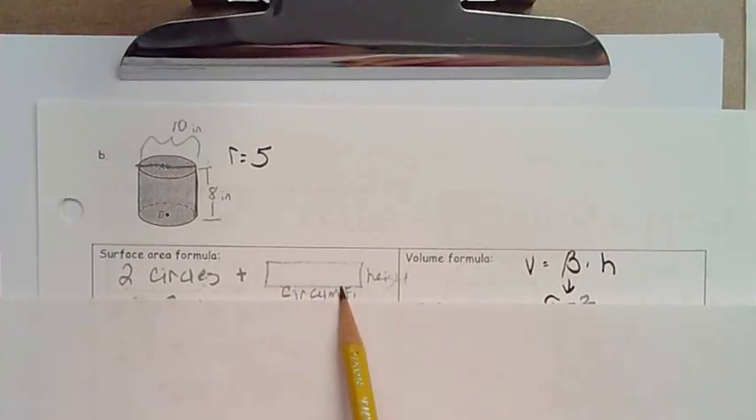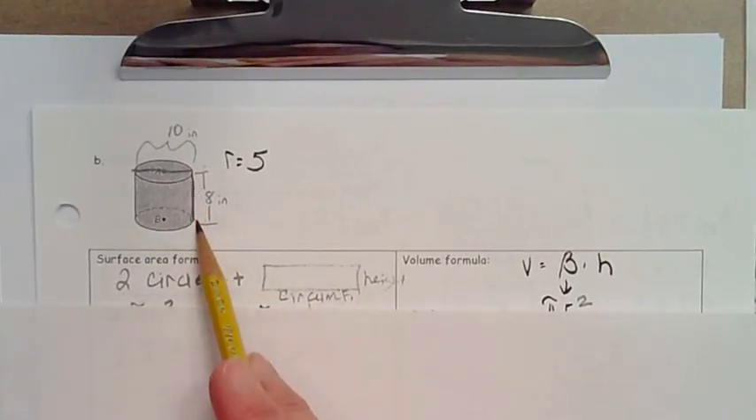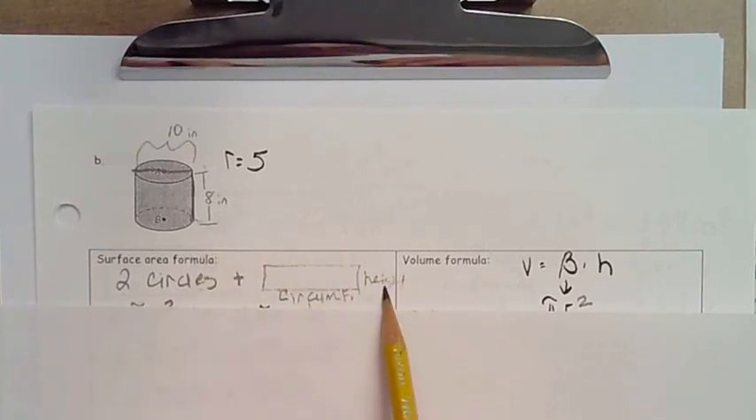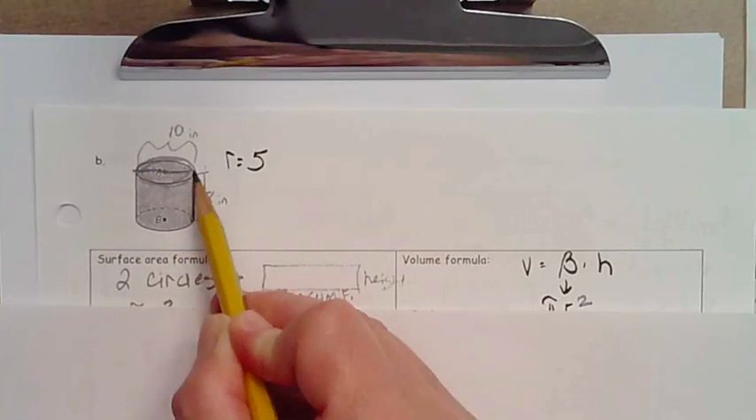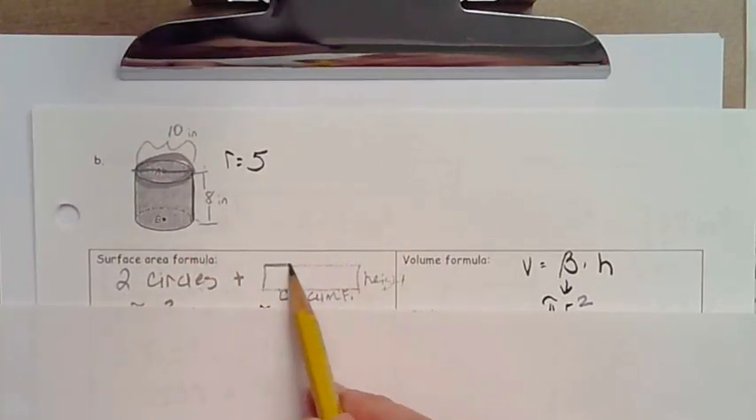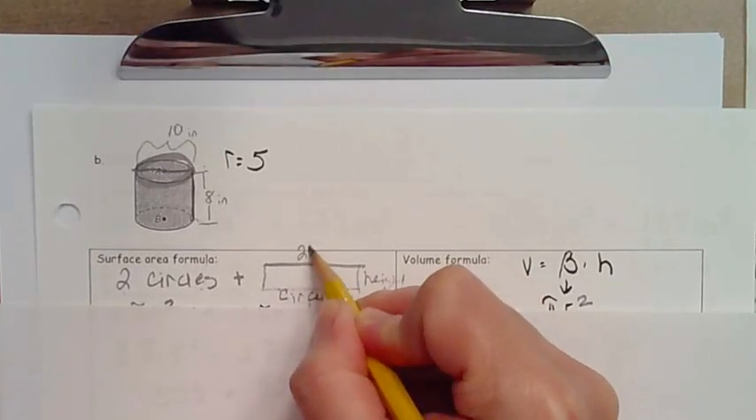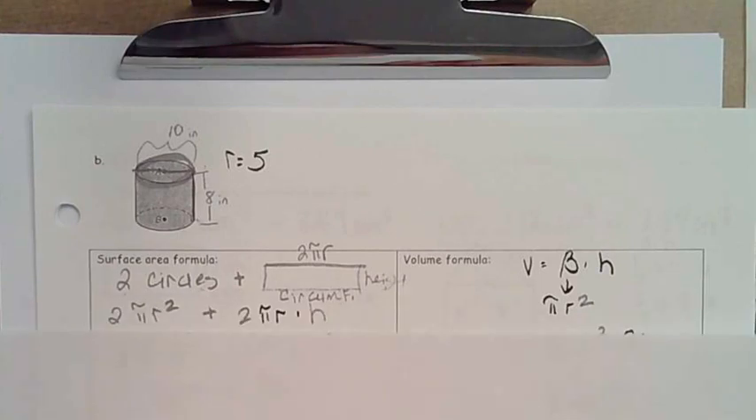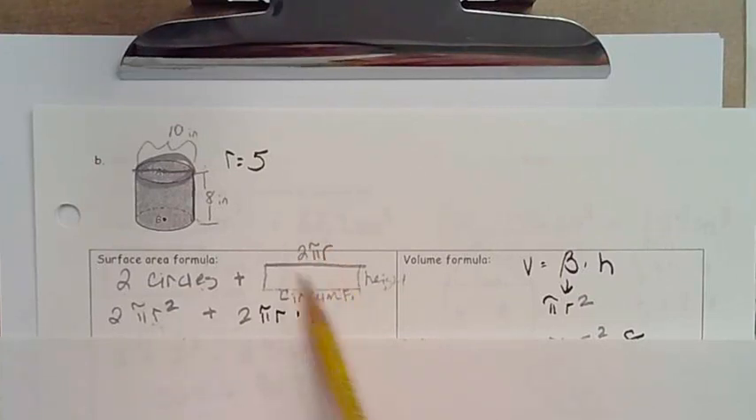plus the rectangle. Now remember, the rectangle has dimensions height and the whole way around. That's what will happen when it unravels. This is that top dimension here, and that is circumference. Circumference is 2 pi r. So when we actually write the formula, it's 2 circles, pi r squared, and 2 pi r times your height.